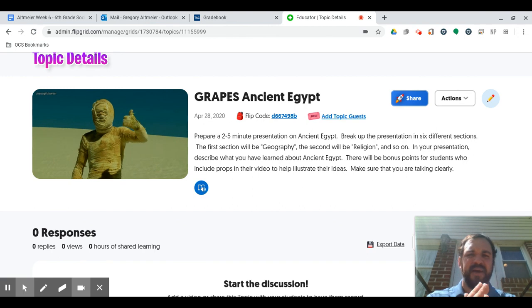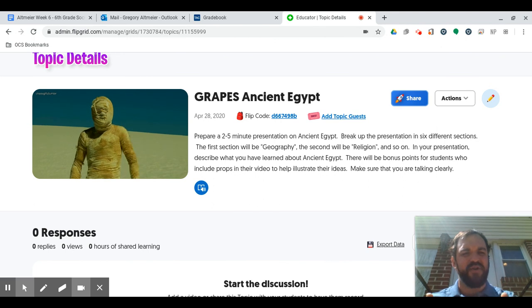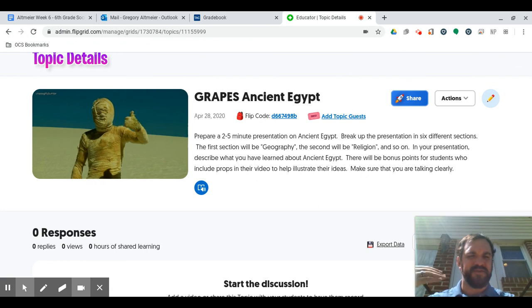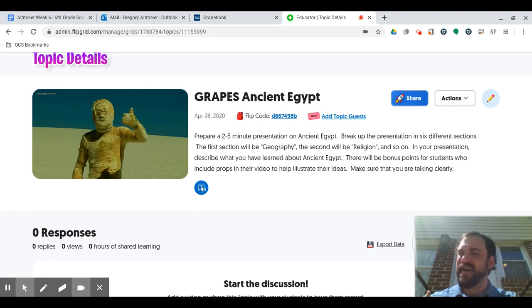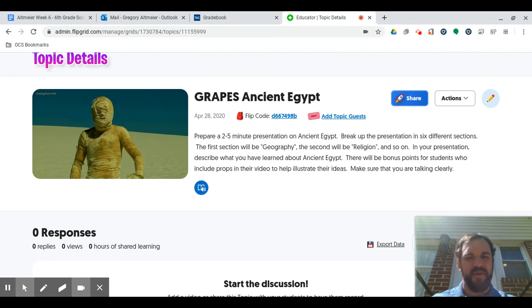Now, yesterday we filled out that GRAPES graphic organizer. You can use that as your guide to write up your script. Describe what you know about the geography of ancient Egypt. Tell me everything that you know. Make sure your thoughts are organized and it all makes sense. Then the next section will be about the religion. Tell me about the gods and what we know about the polytheistic way of their living.